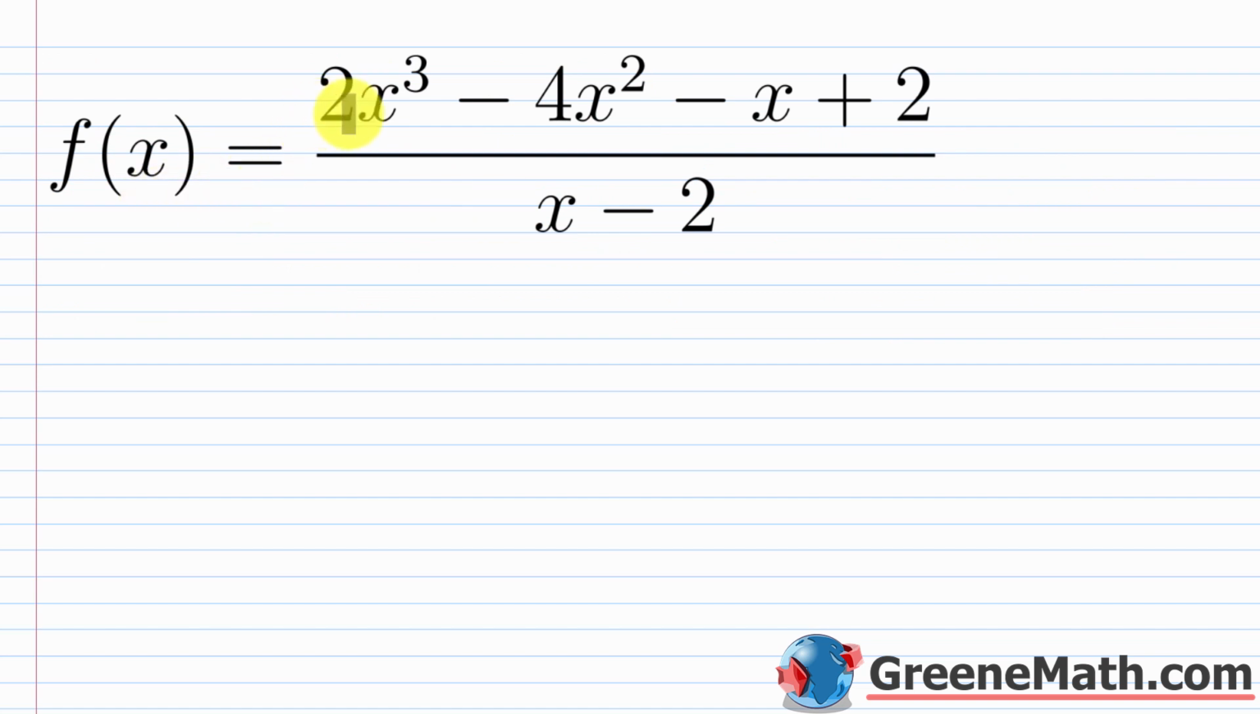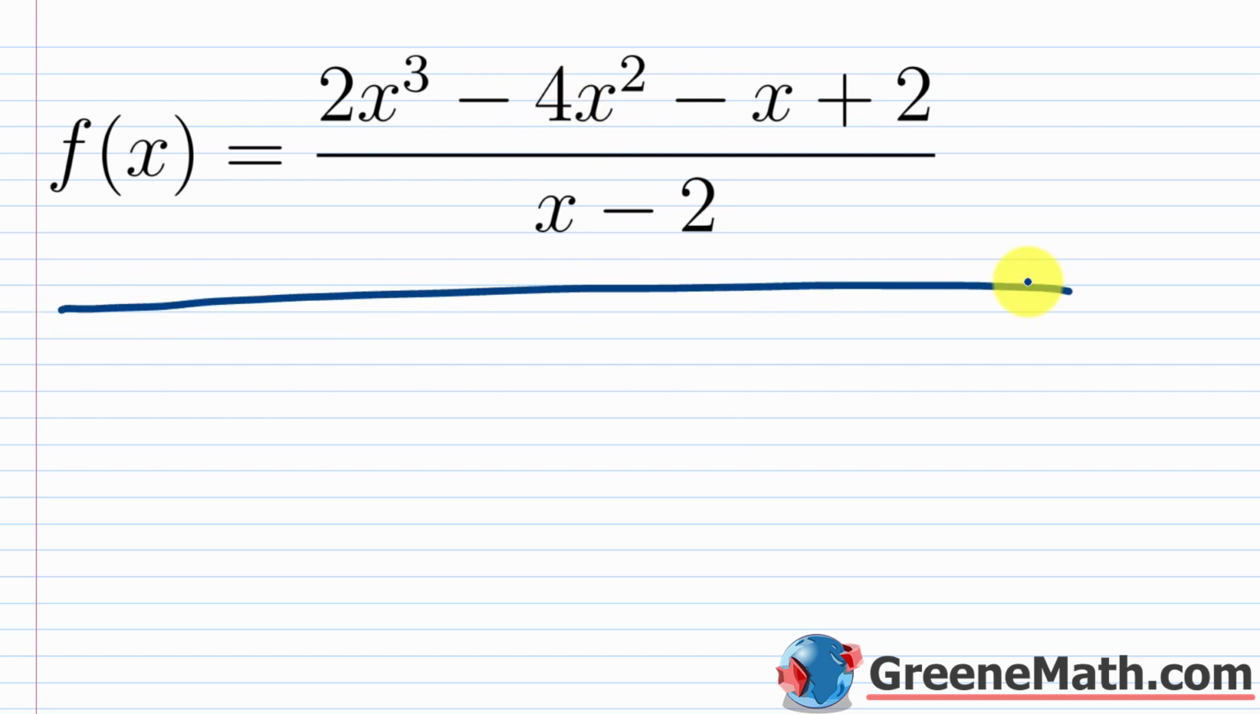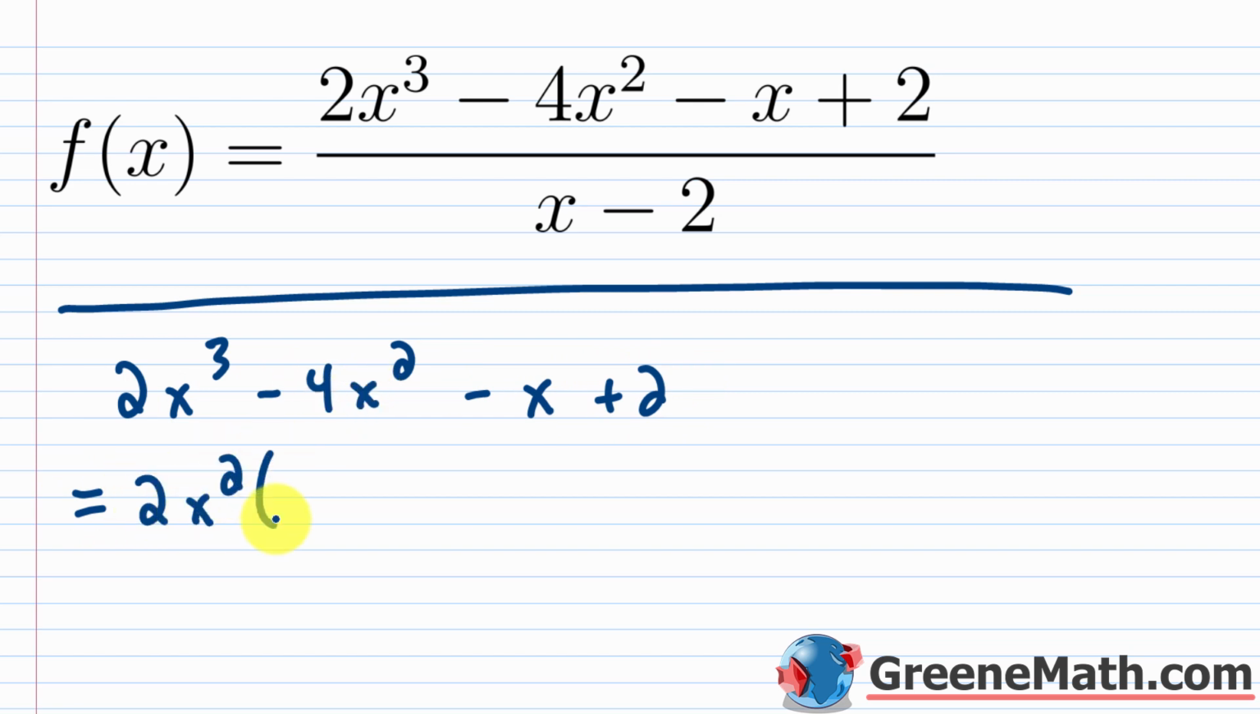So we have f of x equals 2x cubed minus 4x squared minus x plus 2 over x minus 2. So let me just factor the numerator. I'm going to put a little border here. We'll come back up in a moment. So if you have 2x cubed minus 4x squared minus x plus 2, well, from the first two terms you could pull out a 2x squared. Inside, you're going to have x minus 2. From the second two terms, you could pull out, let's just do negative 1. So inside, you would have x minus 2. So you'll notice that you have a common binomial factor of x minus 2.